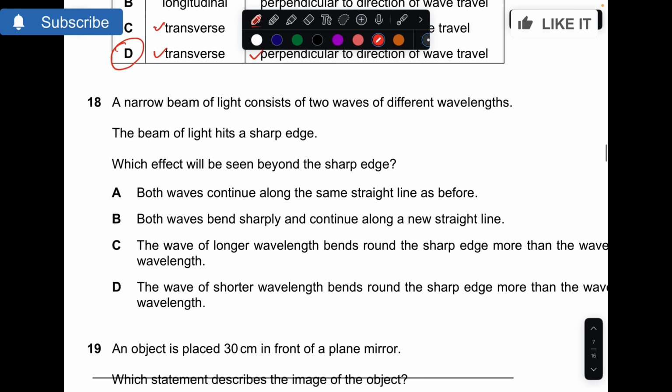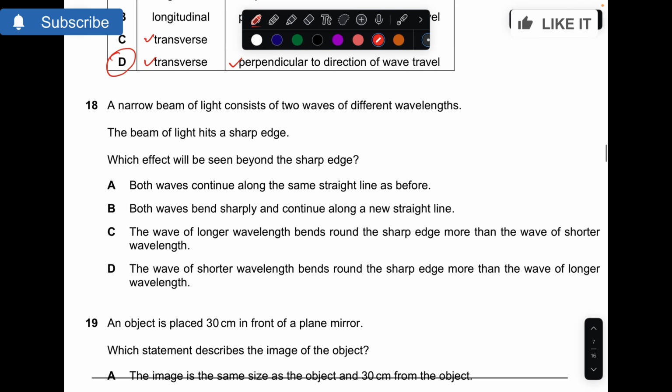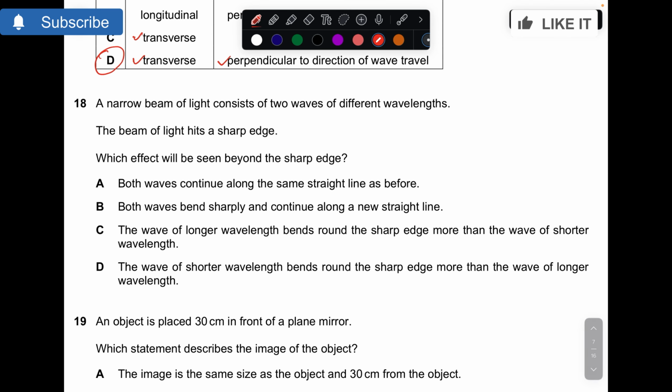In question 18, a narrow beam of light consists of two waves of different wavelengths. The beam of light hits a sharp edge. Which effect will be seen beyond the sharp edge? When the wave hits the sharp edge, it will spread. That phenomenon is called diffraction. And diffraction is directly proportional to the wavelength.